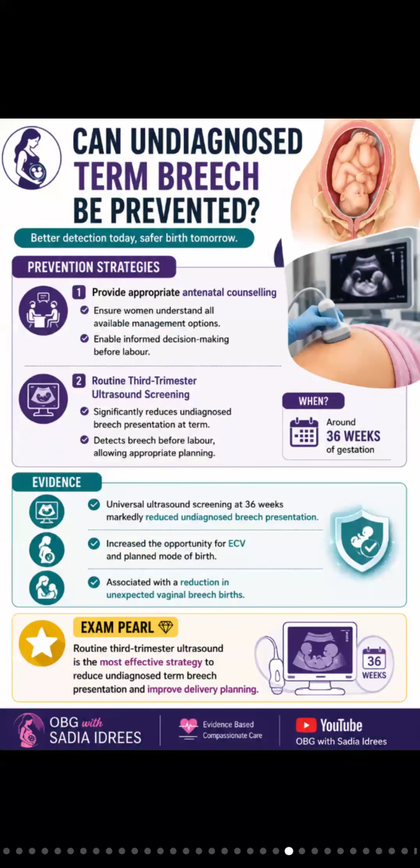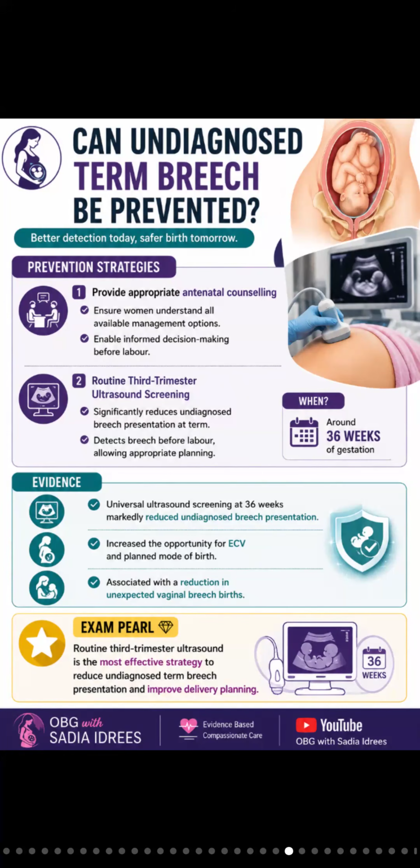Can undiagnosed term breech be prevented? Yes. Provide appropriate antenatal counseling. Ensure the women understand all available management options. You have to tell the patients that there are three available options: ECV, planned cesarean section, and planned vaginal breech birth. Ensure the woman understands and enable informed decision making before labor.